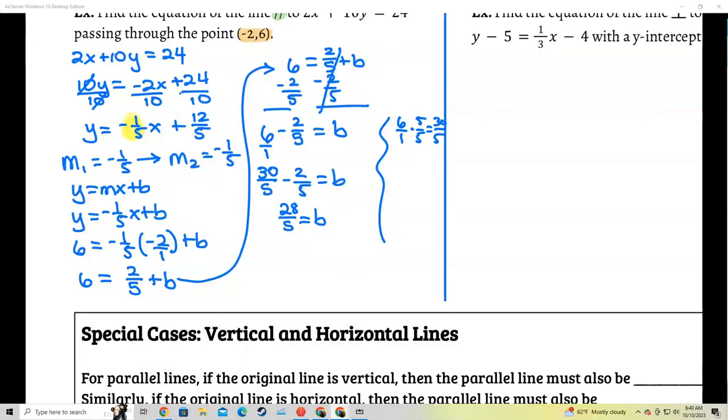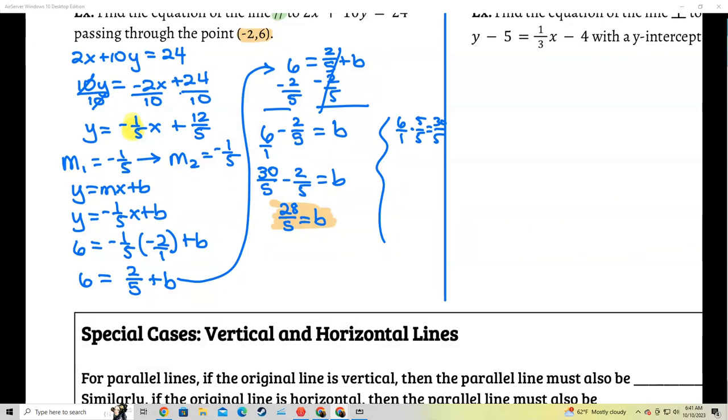Remember that when you add and subtract fractions with the same denominator, you keep the denominators the same. Finally, I found my b. Yes, it was a little bit of work. Yes, you're dealing with fractions, but at this point, you have to know how to deal with them, okay? And now I'm just going to put it all together.